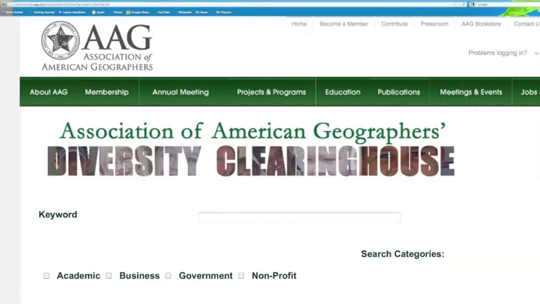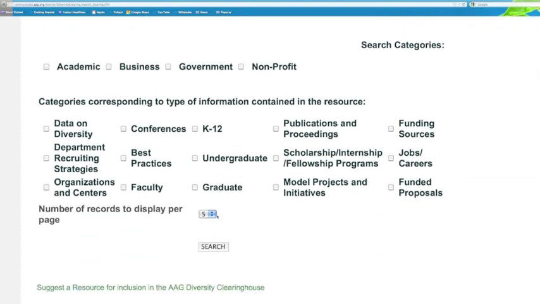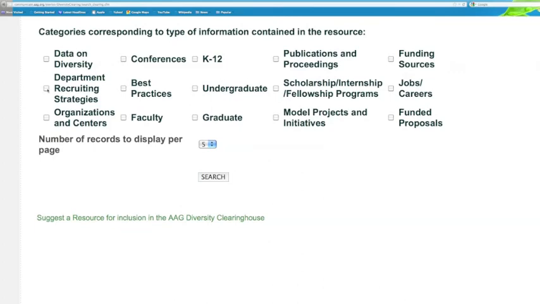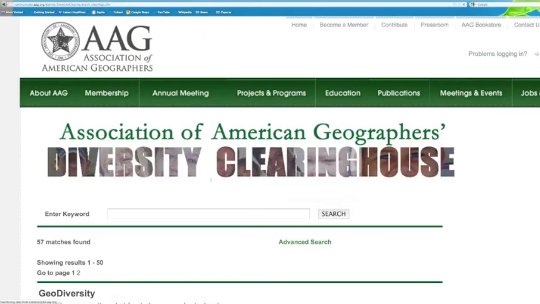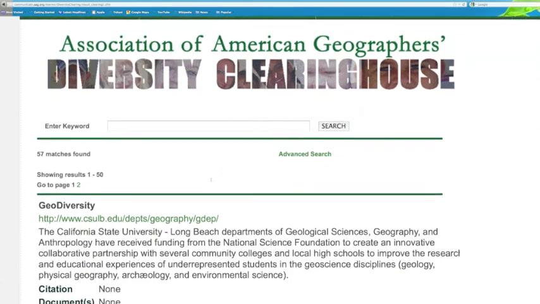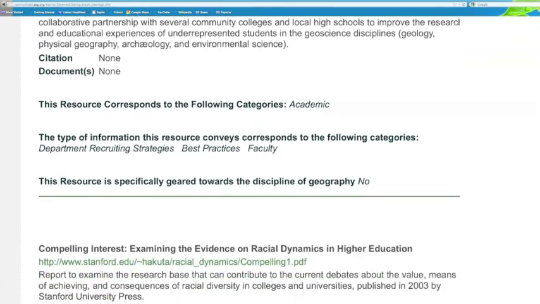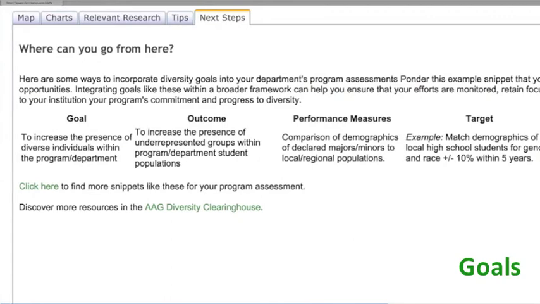Another link to the AAG's Diversity Clearinghouse helps you search for hundreds of resources, such as data, conferences, publications, funding, recruiting strategies, best practices, case studies, fellowships, model projects. Use our search feature to find precisely what you are looking for, or you may suggest your own resource for inclusion to the clearinghouse.